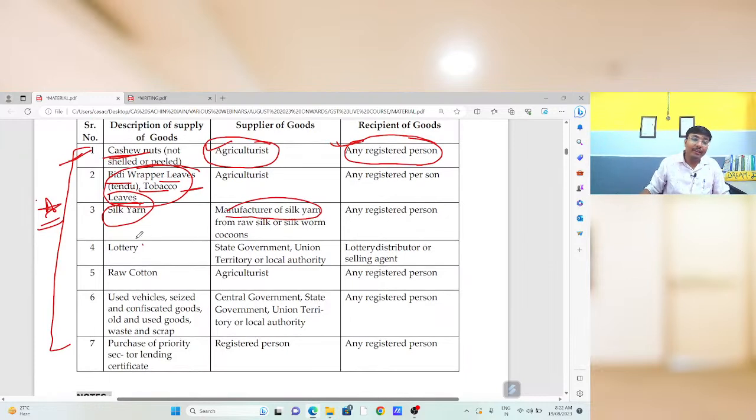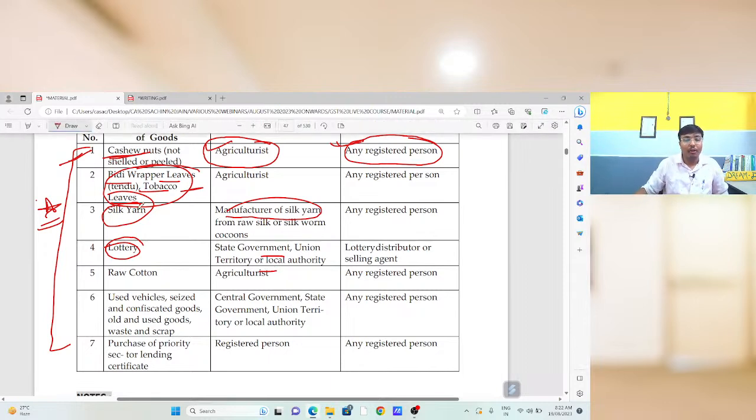Lottery. Lottery is supplied by state government, central government, union territory, local authority. In that case, the government is not liable to make the payment of taxes. The recipient, that is the registered person who is going to buy that particular lottery, is liable to make the payment of taxes. Now, raw cotton.